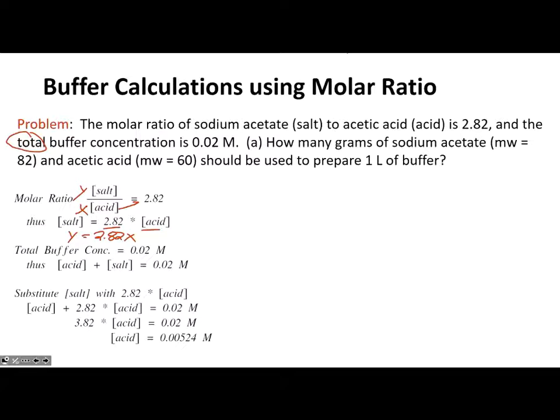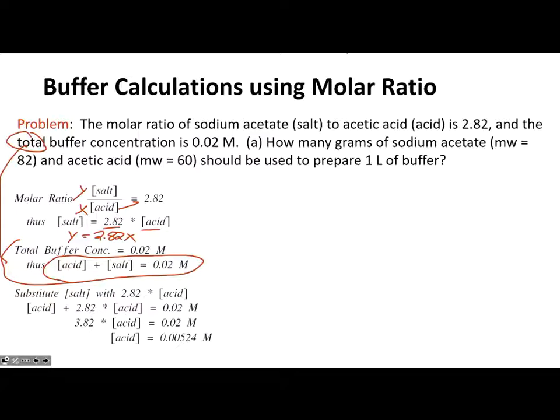Are you okay with that? Because if you don't get that, then everything else is lost. It gets real easy once you understand that. Since we had salt over acid equals 2.82, you can say salt is equal to 2.82 times the concentration of acid. Why is that important? Because let's go back here. Remember I said total was important? Basically, the total buffer concentration is the two things added together. So we know that the acid concentration plus the salt concentration is what equals the 0.02.